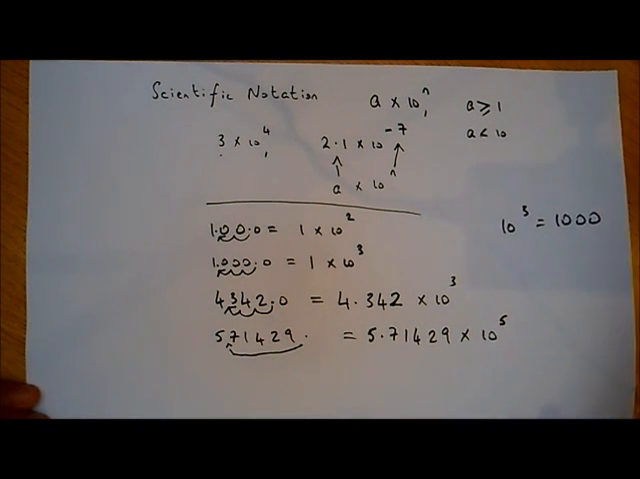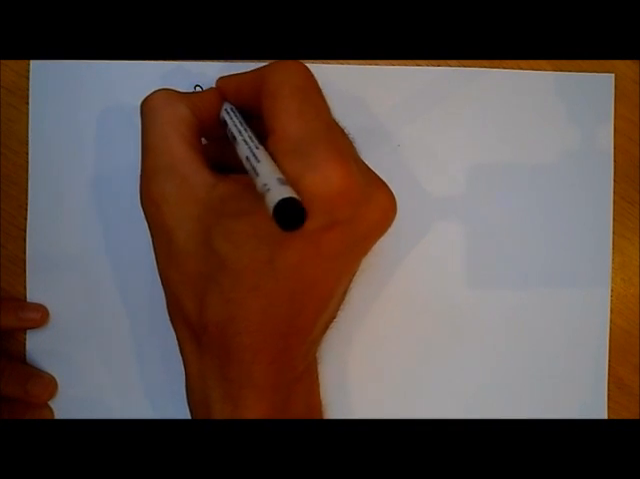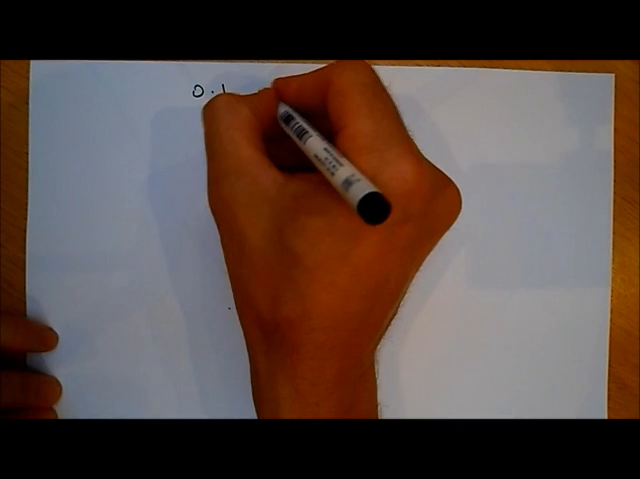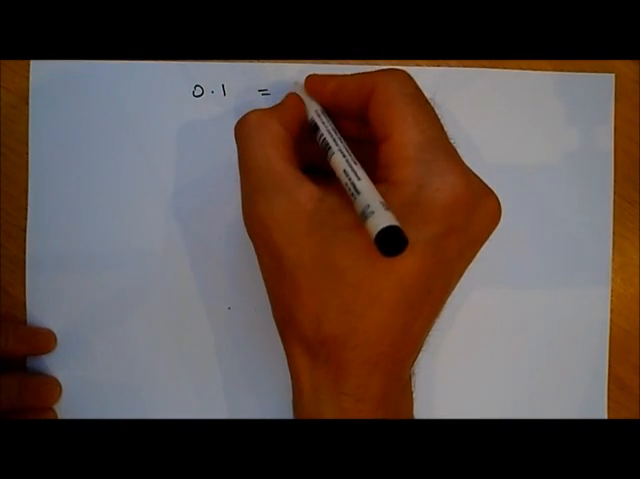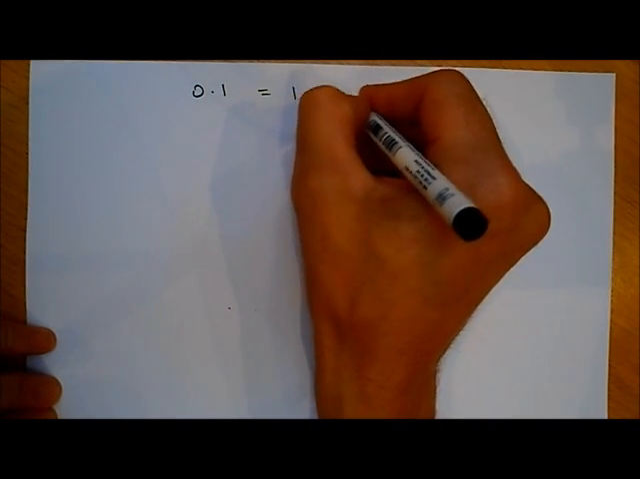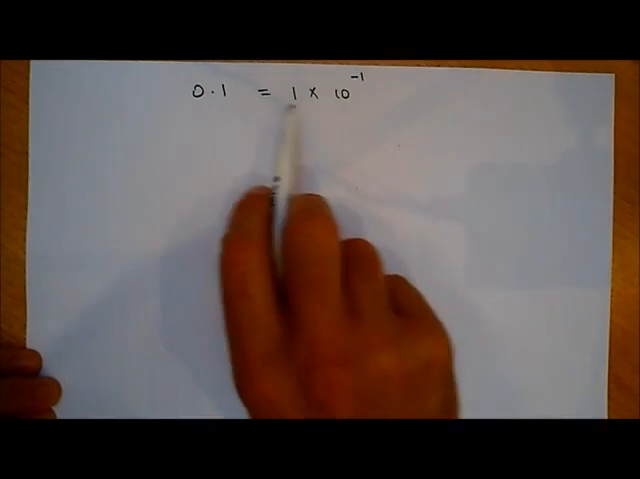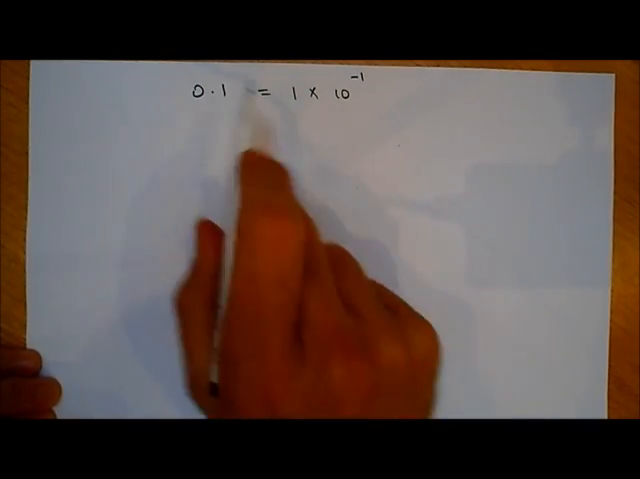What about if you've got really small numbers? So say a number like 0.1. The number 0.1 in scientific notation is going to look like this. It's going to be 1 multiplied by 10 to the power of minus 1. So why is it a minus 1 this time? I'll explain what 10 to the power of minus 1 means in a minute, but first of all, just how to put the number into scientific notation.